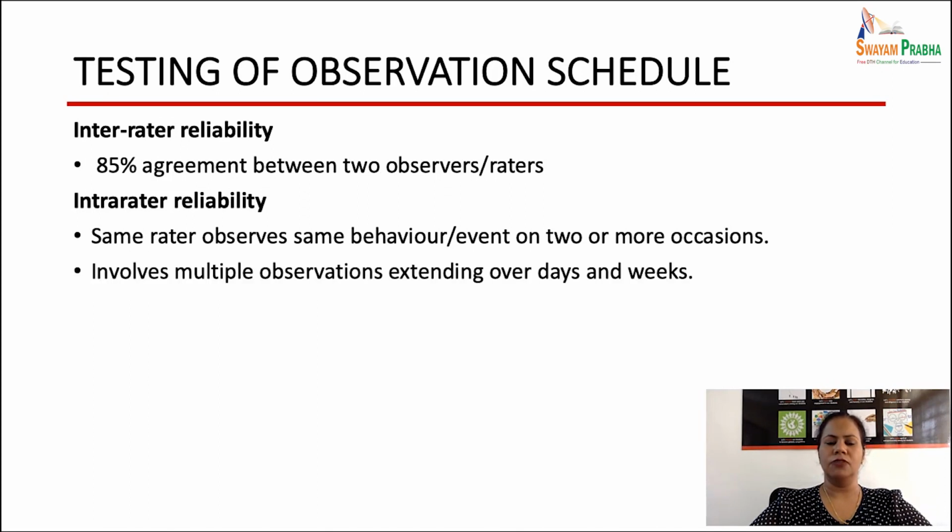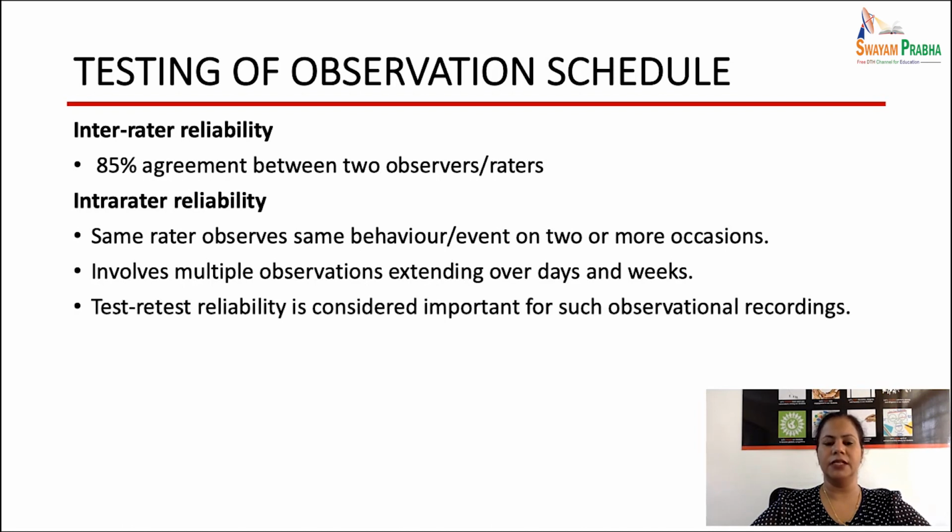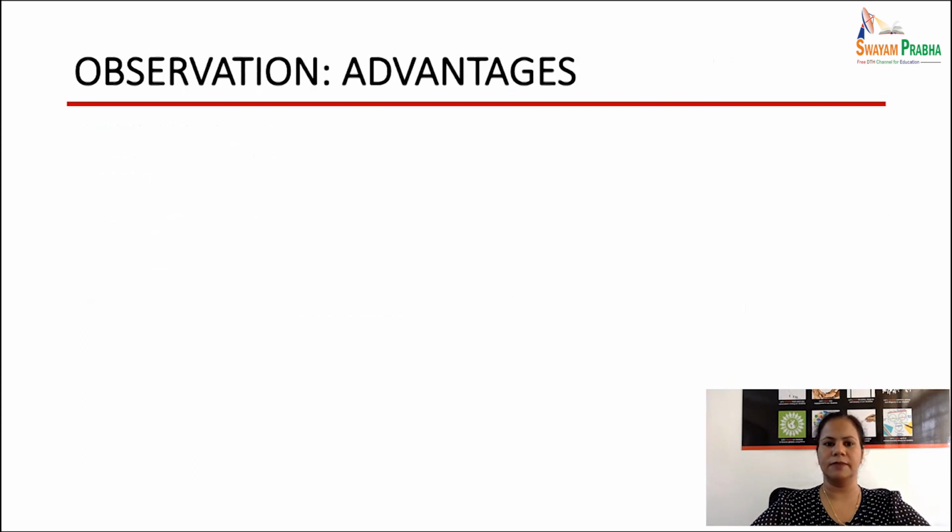So it involves multiple observations extended over days and weeks, and this is known as retest reliability, where the same person is observing on more than two occasions, and we record those observations and then assess the reliability or agreement between them. These are the methods of testing whether our observation schedule is reliable or not, and it should always be conducted, because otherwise there will be changes in the observations.